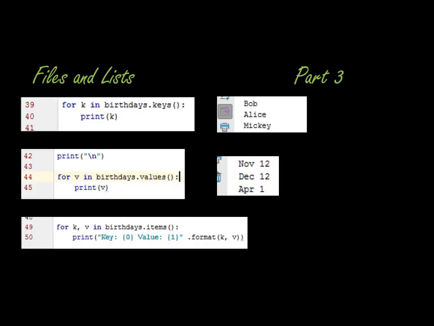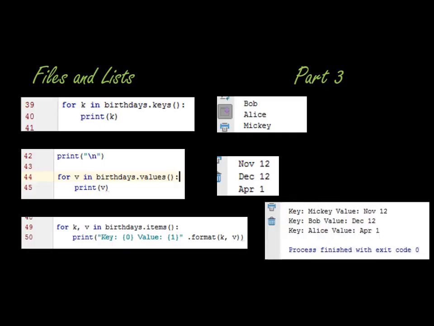Now with our for loop, in the past we've only used one variable. Now we're going to use two variables. The K for our key, and the V for our value. And then we can use the format command to print these out. And when you get the code in and you run it, it's going to look something like that, using just a very simple dictionary.